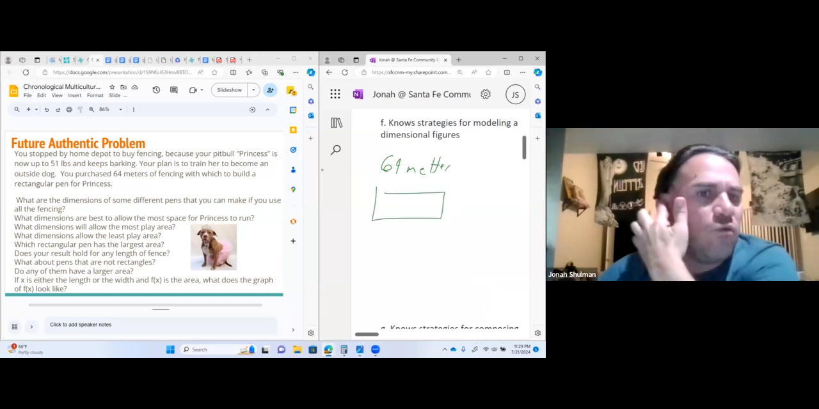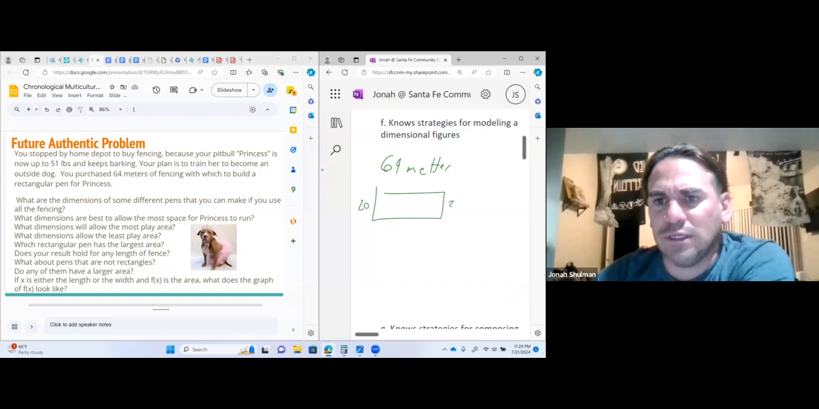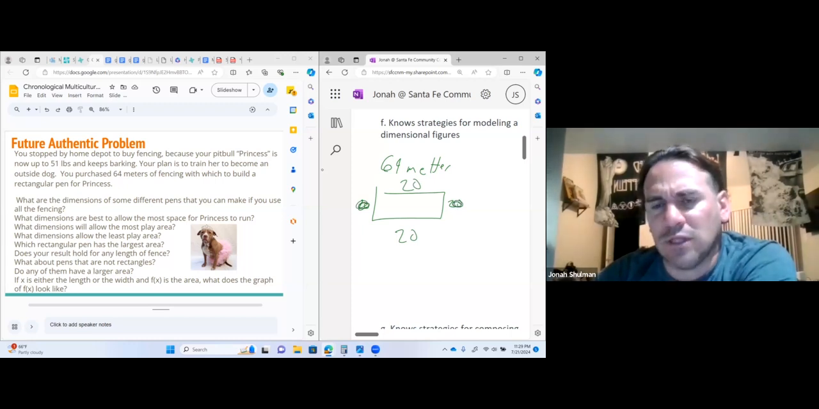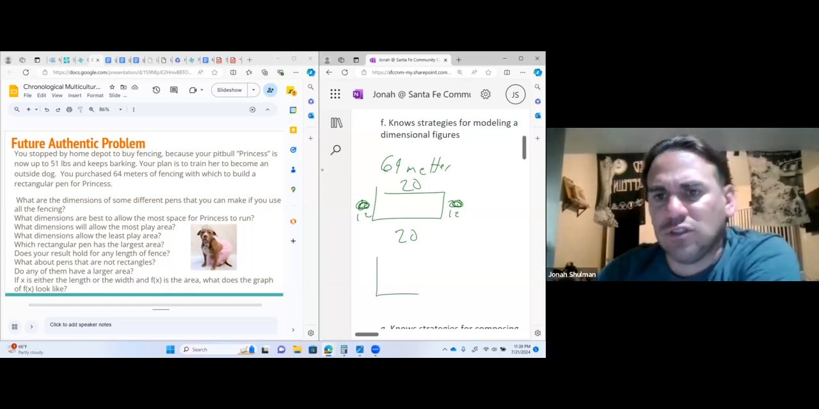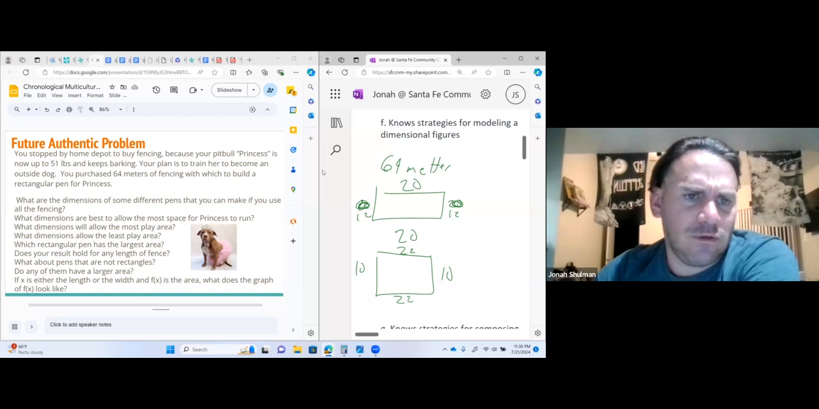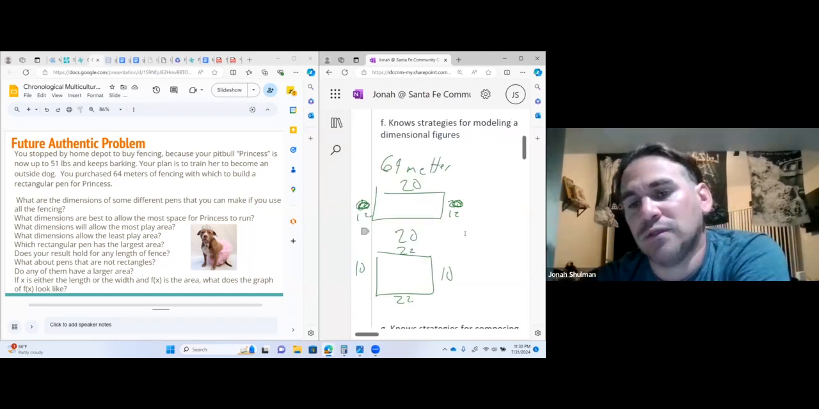Okay, cool. What are some of the different pens you can make? If I have 64, do you want it long? Do you want it fat? Do you want to go 20, 20, so that's 40, right? So these would be 20 if we're going that way. And so we're left with 24, 12 by 12, right? So that's one of them. And you could just play around. You can go 10, 10. So that's 20, and then we could do 22, 22, you know? That way we can use 64 of it, which would allow for the most space to run. How can we give this dog the most space?